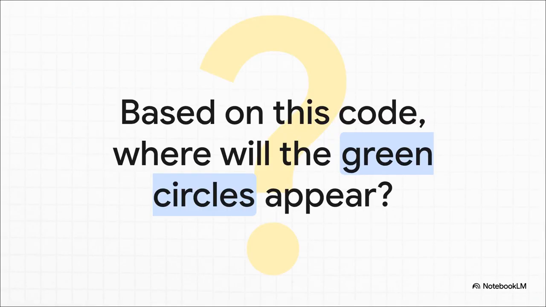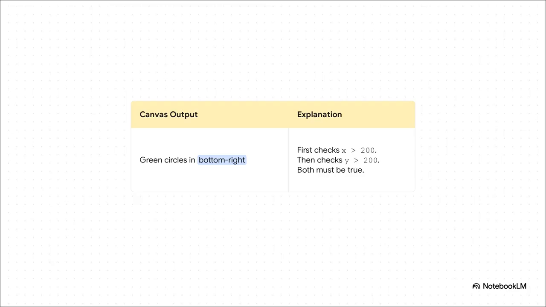So take a quick look at that logic. Where on the screen do you think a circle is actually going to show up? Remember, two things have to be true, one after the other. And there it is. The circles only appear in the bottom right corner. It makes total sense, right? The code first filters for any click on the right half of the canvas. Then, for just those clicks, it checks if they're also on the bottom half. Both tests have to pass.